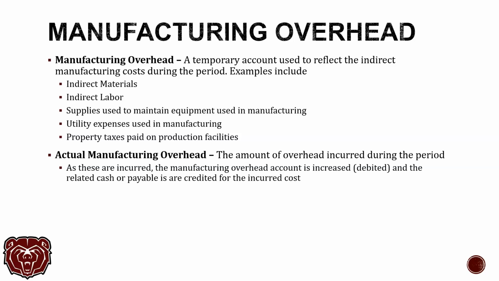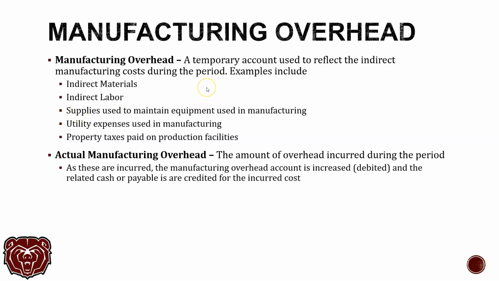Just like with the bad debt that we talked about, you're not always going to estimate this to be 100% correct. Sometimes you're going to be over or understated, and it still needs to be closed out. So it's a temporary account. We use it to reflect any indirect manufacturing costs during the period. The biggest examples, and these are the two that we'll really use the most, are indirect materials and indirect labor. Okay, so anything that is an indirect cost to the manufacturing process gets put into this manufacturing overhead temporary account. Okay, and we will close it out at the end of the period.